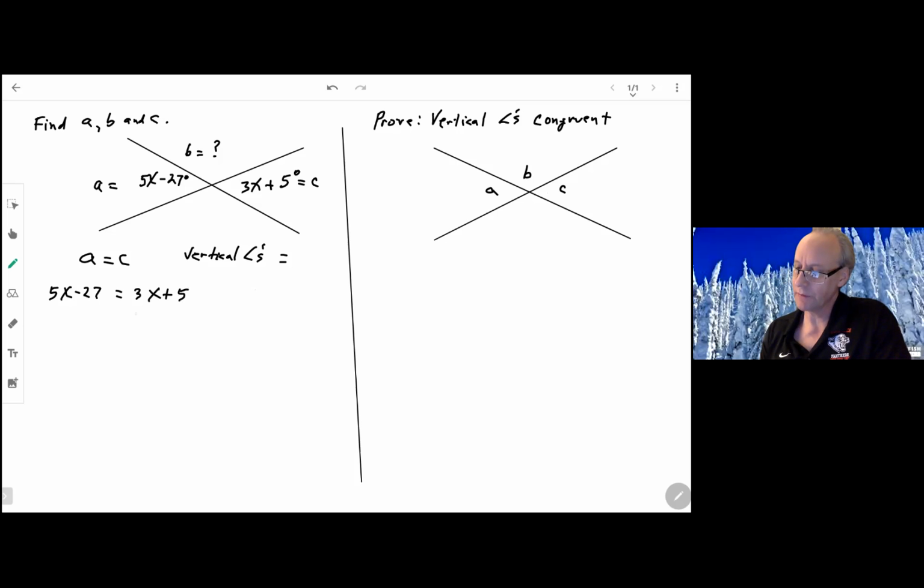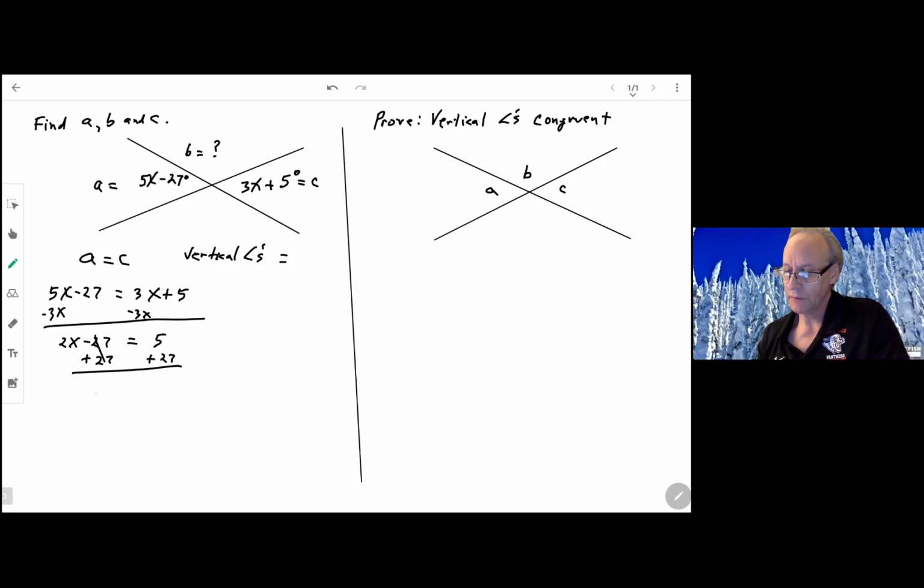And I'm going to start by subtracting 3x from both sides. And we get 2x minus 27 is equal to 5, and we add 27 to both sides. And we get 2x is equal to 32. And then I'm going to divide by 2 on both sides. And we get x is equal to 16.